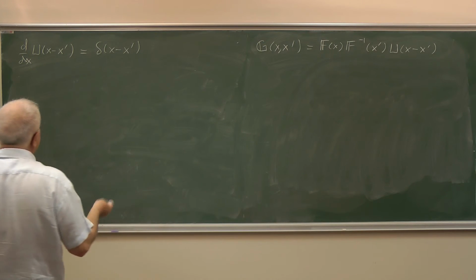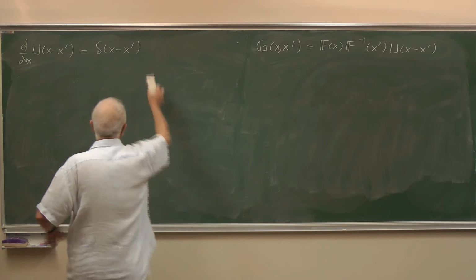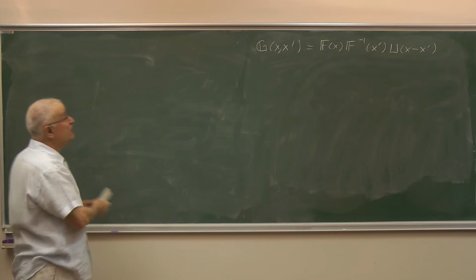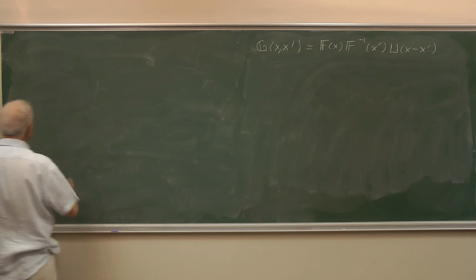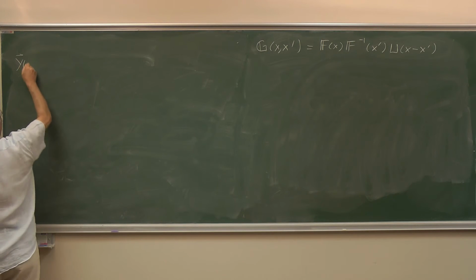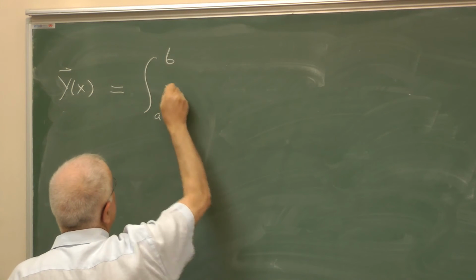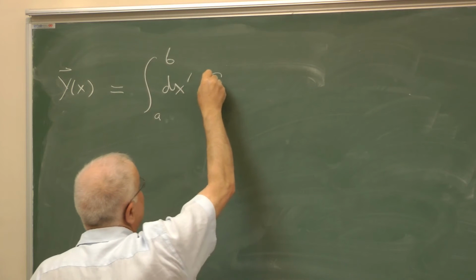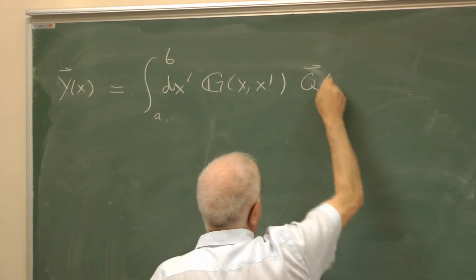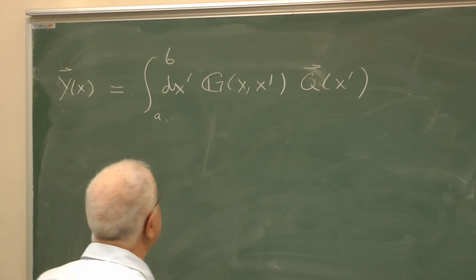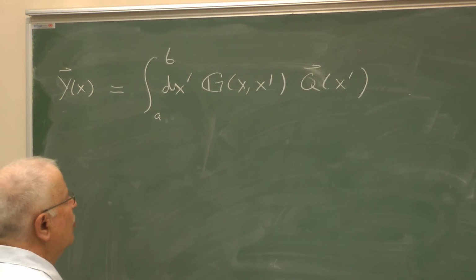Now this is all very nice, but is it practical? Let's make it more practical than it is. First of all, this y of x equals integral a to b dx prime g of x prime q vector of x prime contains too much information. Why?